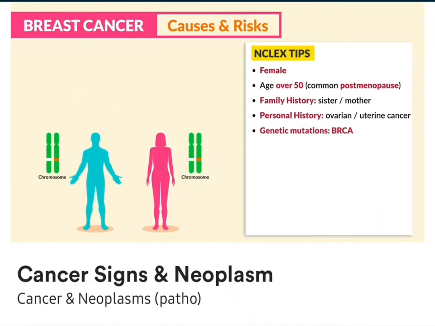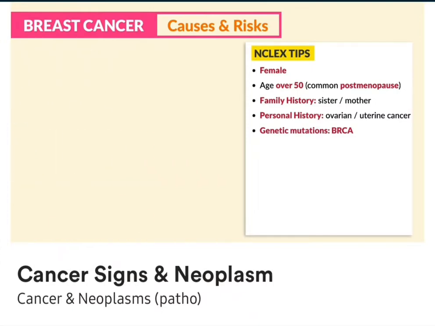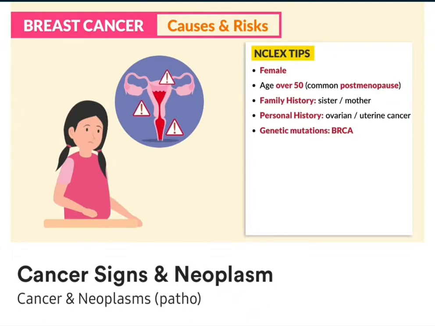Genetic mutation, BRCA, in both men and women. So again, write that one down, BRCA. And lastly, early menstruation age.